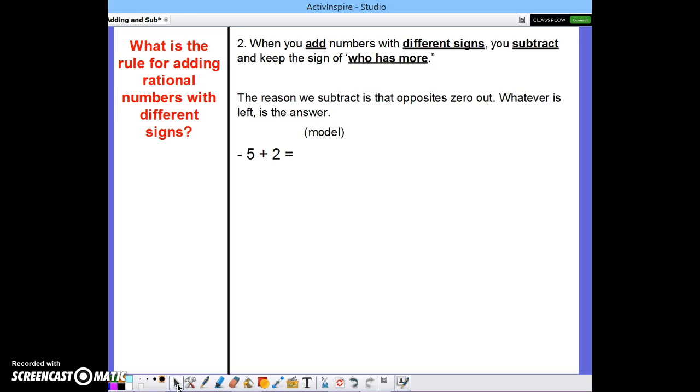So I'm going to solve this next problem using the model first, and then we'll do it mathematically. So it says negative 5 plus 2. So I'm going to put up 5 negatives.